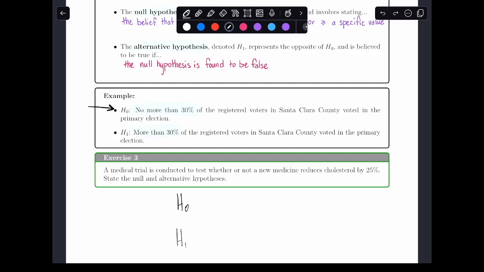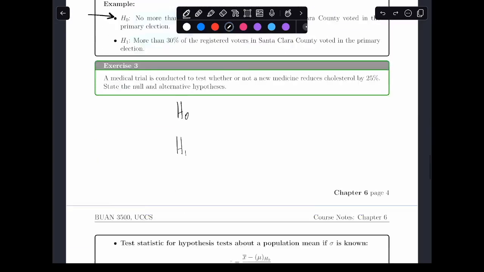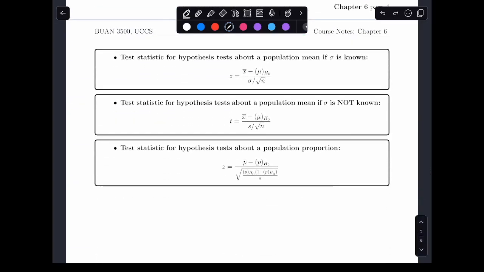And so how do we make those decisions? We need to be able to find our test statistic for any of these hypothesis tests that we're doing. And what our test statistic is depends on exactly what our situation is. If we're doing something for a mean and we know the population standard deviation, our test statistic will be this z-value. If we don't know the population standard deviation, it'll be a t-value. And if we're doing things with proportions, it will be a z.